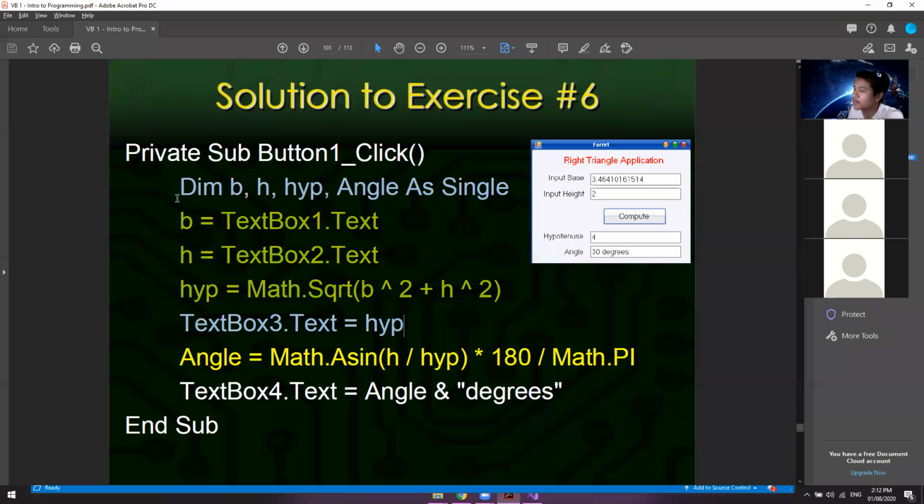It's the same as the default in our exercise number 4; only the angle was added. To get the angle: Math.Asin of height divided by hypotenuse, which is 1, times 180 divided by Math.PI. You can use this formula to get the angle, which displays as 30. Take note, it should be just 30, but we added a concatenated word: the value of the angle and then degrees. So it displays 30 degrees.